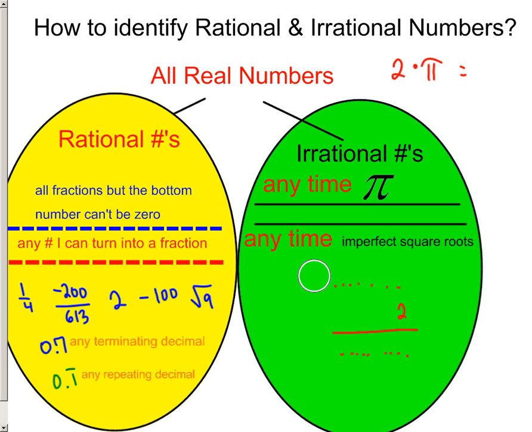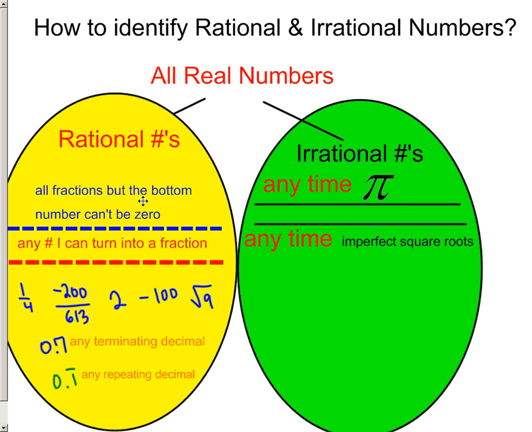So it has a way of mutating that nice little number into irrational numbers. So here's my rule of thumb. If you see a pi sign involved, it's irrational. If you see an imperfect square root involved somewhere, it might have other rational numbers around it, it's irrational. That's the two biggies.